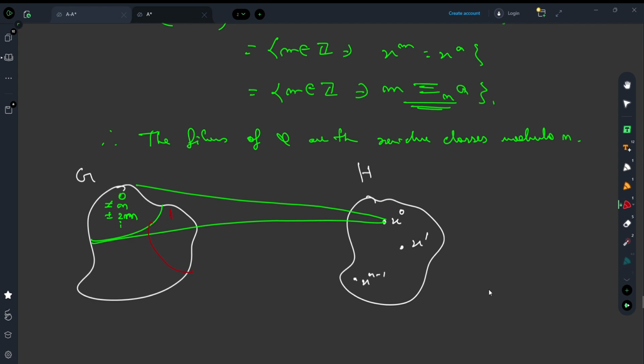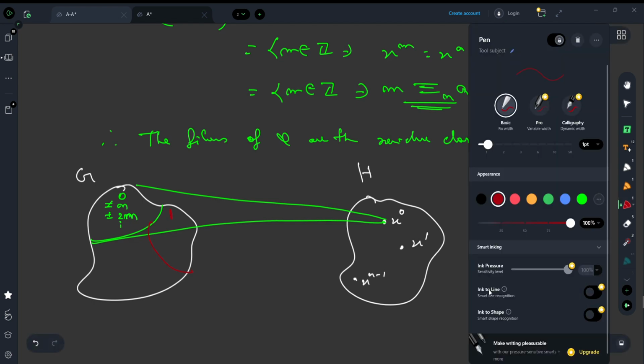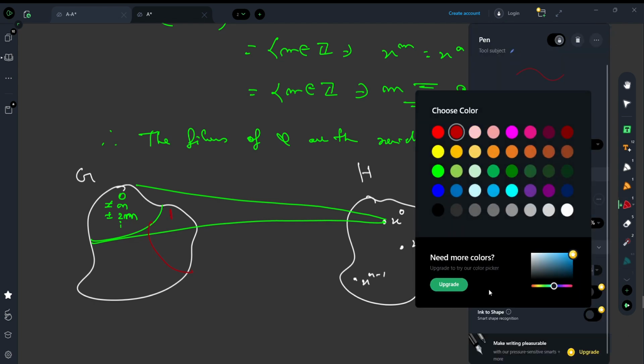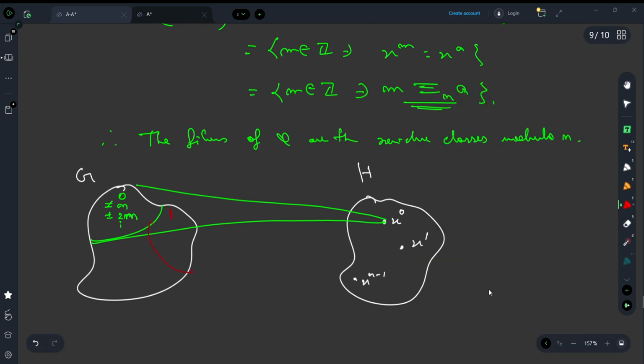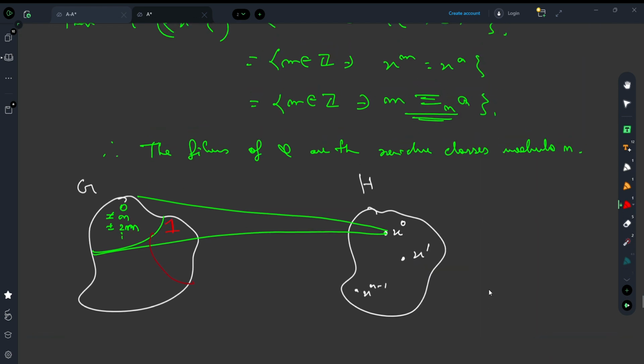So it's 1, let me change the color a bit. Yeah, this will do. So we start with 1, then 1 plus minus n, 1 plus minus 2n, and so on. So this is the fiber over x to the power 1 under this given map.